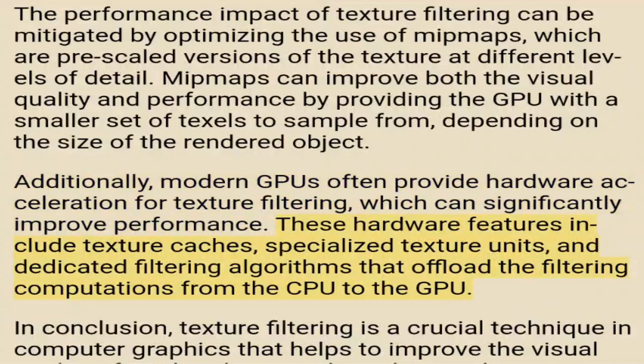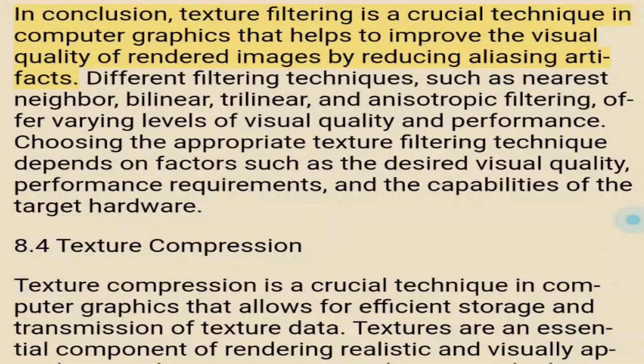CPU to the GPU. In conclusion, texture filtering is a crucial technique in computer graphics that helps to improve the visual quality of rendered images by reducing aliasing artifacts. Different filtering techniques, such as nearest neighbor, bilinear, trilinear, and anisotropic filtering, offer varying levels of visual quality and performance. Choosing the appropriate texture filtering technique depends on factors such as the desired visual quality, performance requirements, and the capabilities of the target hardware.